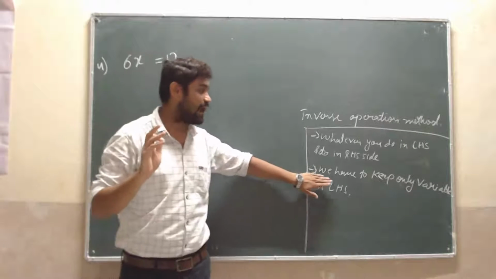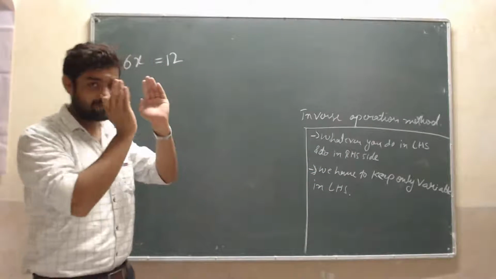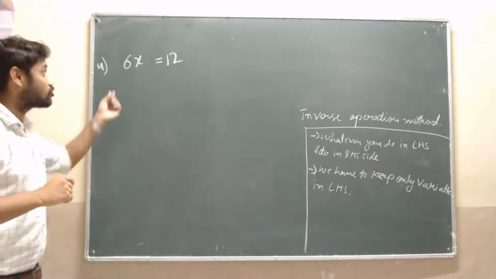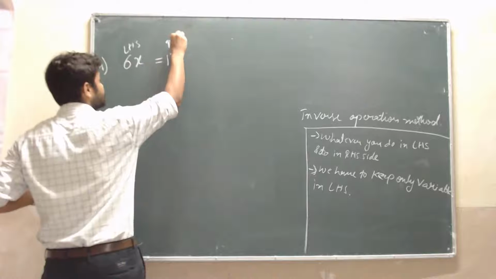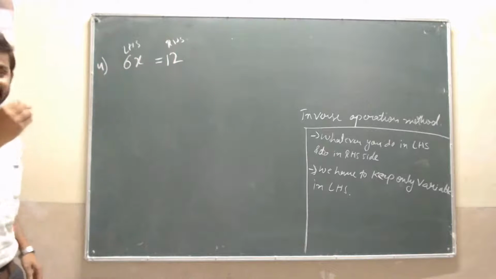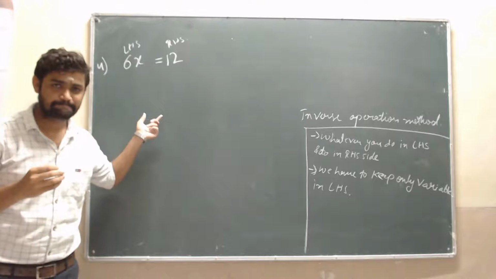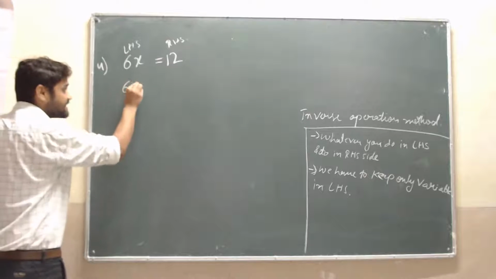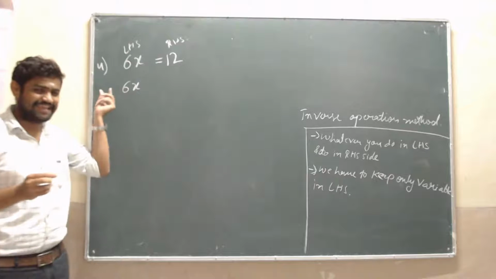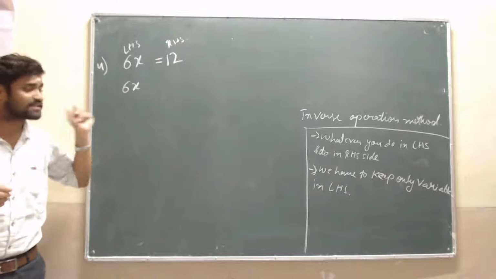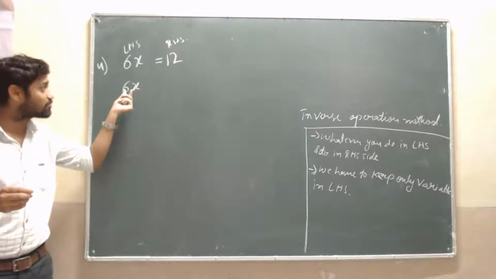First thing, you have to keep only the variable in the LHS side, and whatever you do in the LHS side, do it in the RHS side. See, to keep only the variable in the LHS side, what we have to do? See here, 6x is there. To remove 6, we want only x, so we have to remove 6.